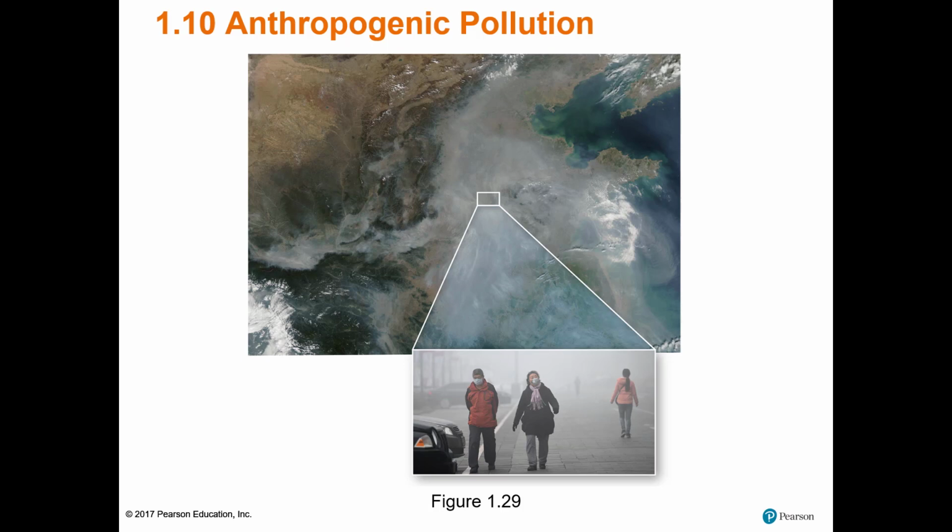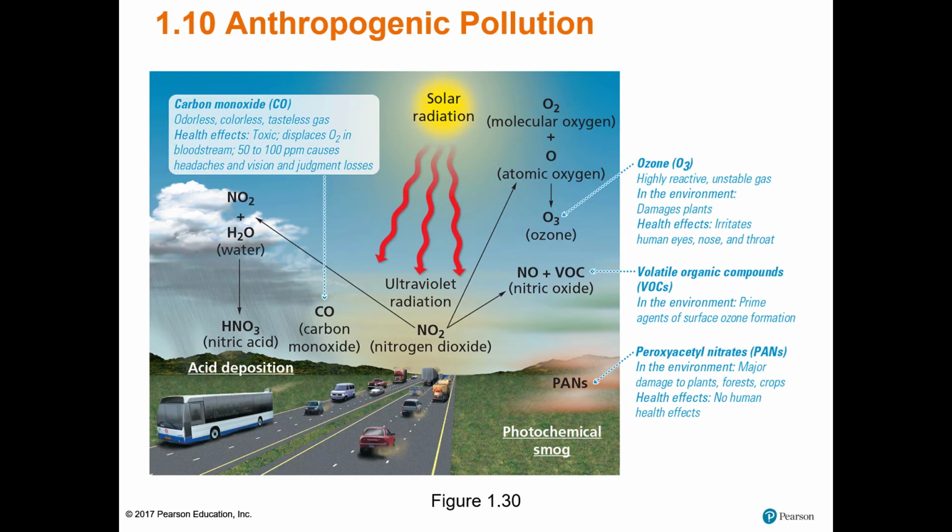So here is an example of anthropogenic pollution as seen from space in the top image. And in some areas of the world, it is very severe. And this is an image from China where people are wearing masks to protect their lungs from the particles in the air. So here are some diagrammatic representations of anthropogenic pollution.